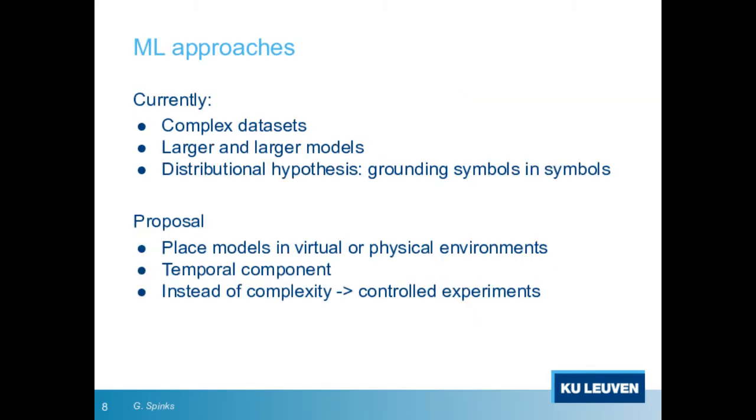Current approaches to natural language processing tend to rely on more and more complex data sets that are solved with larger and larger models. Meaning representations are mostly constructed following the distributional hypothesis, grounding symbols in other symbols instead of in reality. As a consequence, models learn to exploit word co-occurrences and unintended features in the data set. This leads to non-transparent calculations and outputs that conflict with human understanding of the world.